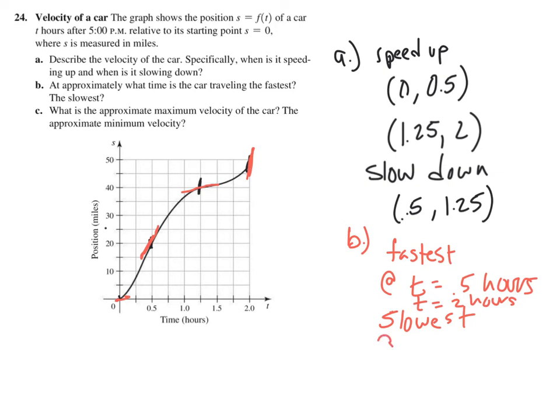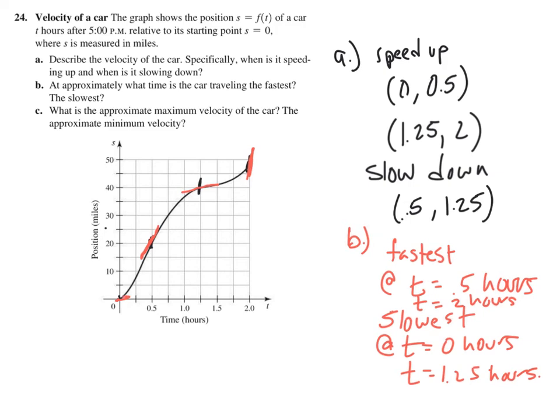And it's traveling the slowest at time t equals 0 hours. Okay, and then at t equals 1.25 hours. So I'm really just looking at the graph to try and answer that question. Okay, and then it says, what is the approximate maximum velocity of the car? What is the approximate minimum velocity?